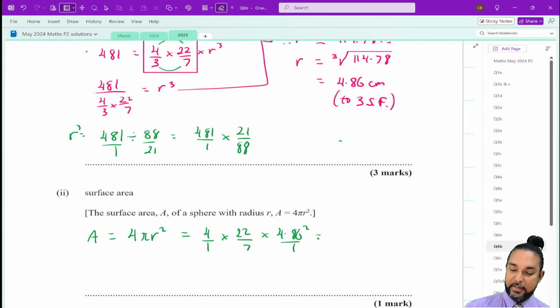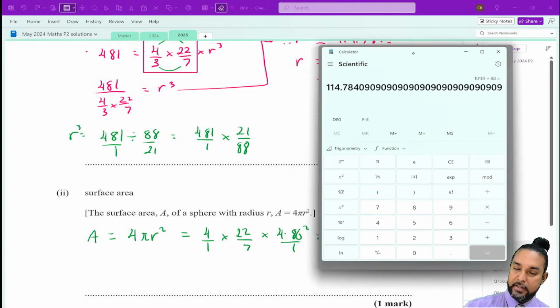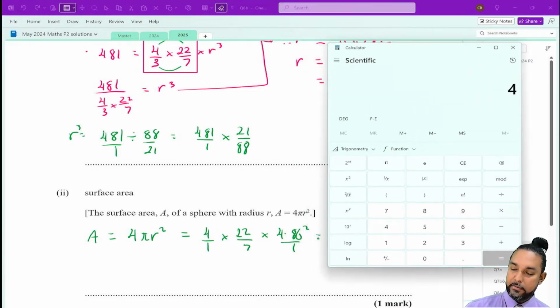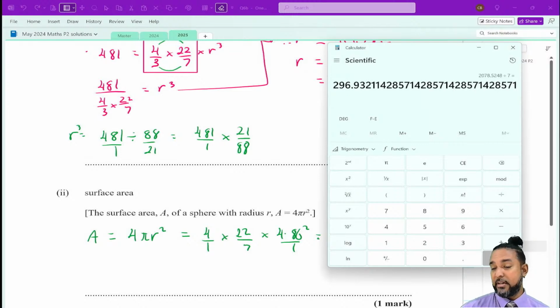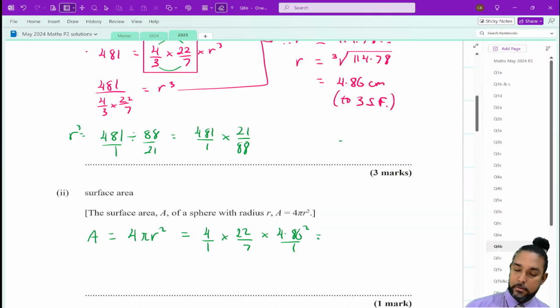Again, this is calculator food, as I like to call it. So you plug it in your calculator. 4 by 22 by 4.86 squared, and divide by 7. So 296.9, so 297, anybody? I just keep the last 2 lines.